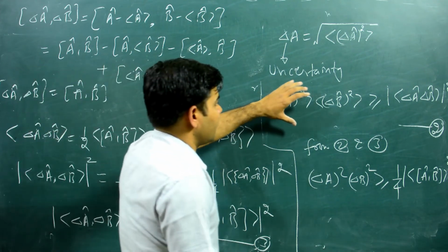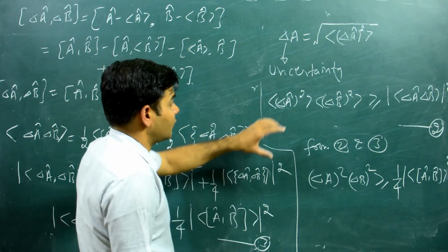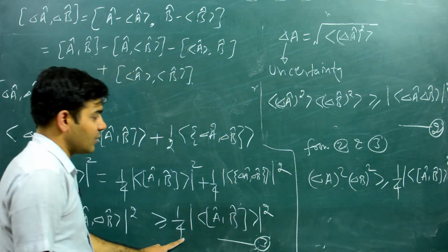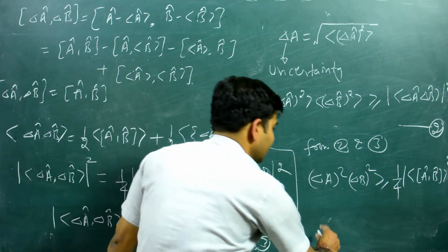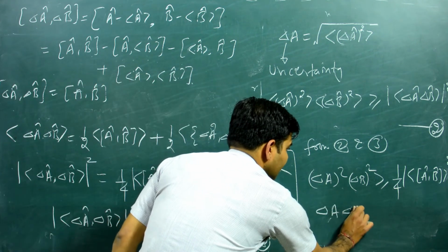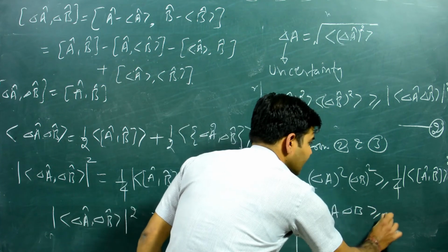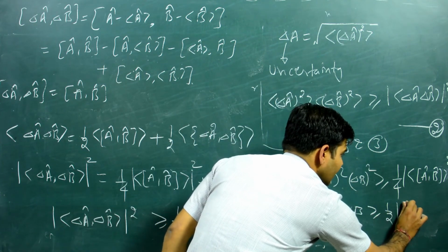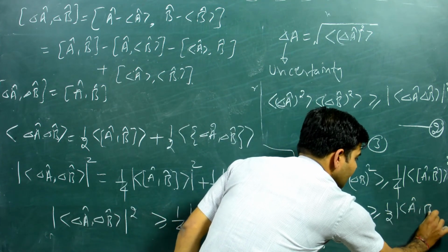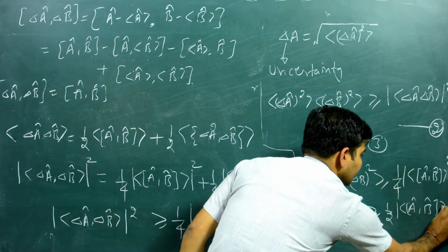So in other words, from 2 and 3 we can conclude that this left hand side is always greater than or equal to this right hand side, which is this. Now we take the square root of this inequality. So what we get is half of the modulus of the expectation value of the commutator of A and B.